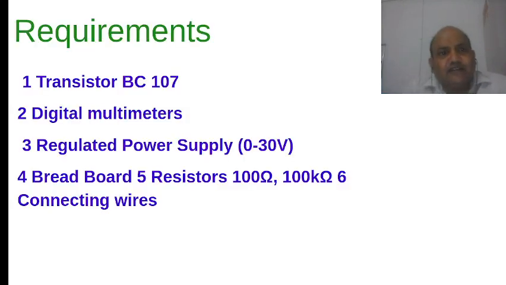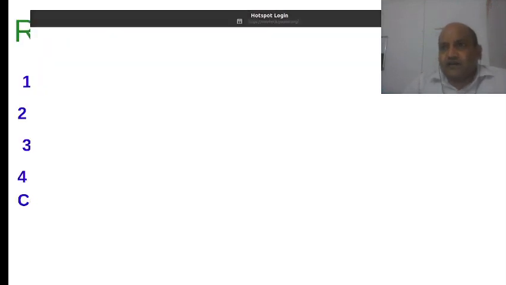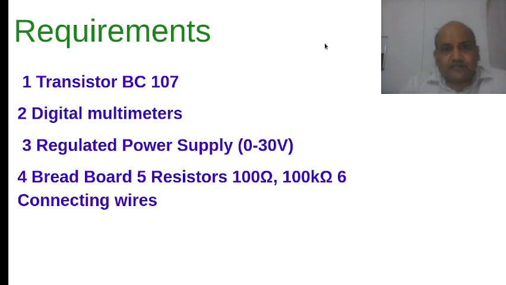There are three types of configuration: common base, common collector, common emitter. Generally common emitter is used for amplification purposes. So our aim is to tell you how you can calculate different parameters of a transistor when it is connected in common base or common emitter configuration.